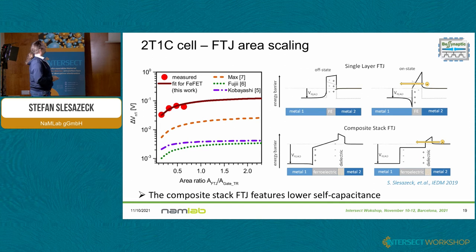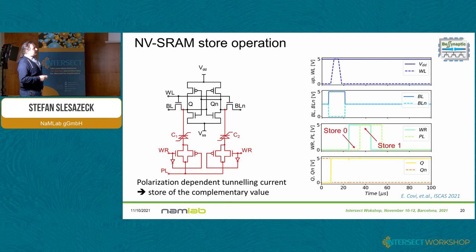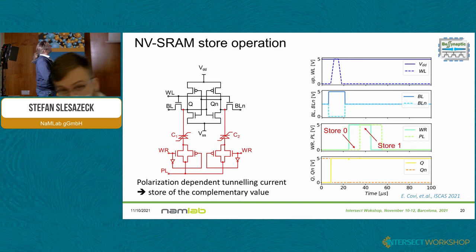And one circuit example where we use this concept is the non-volatile SRAM cell. So you see here in this structure, this is just a normal SRAM cell with a cross-coupled inverter and two access devices. And the idea here is that you might use this FTJ device to make this SRAM cell non-volatile. So before you switch off the circuit or bring it into a power down mode, you can switch the polarization of the FTJs depending on the state that you stored on the Q and QN node.